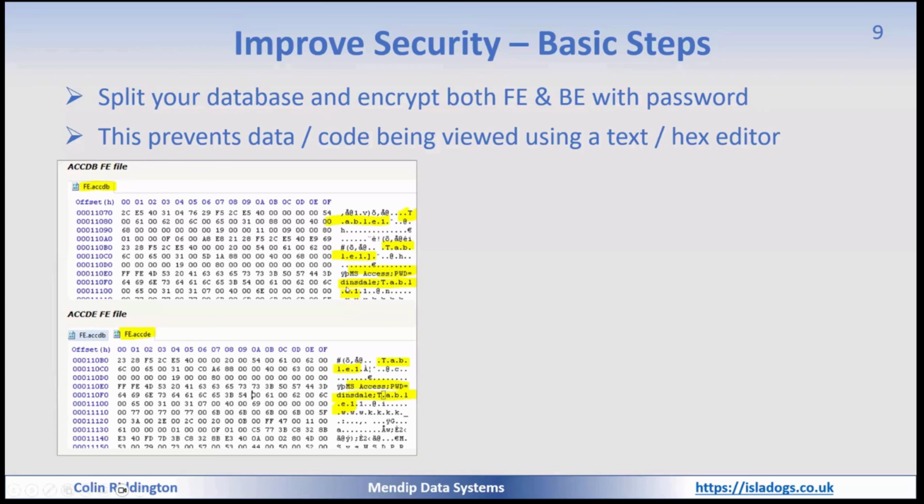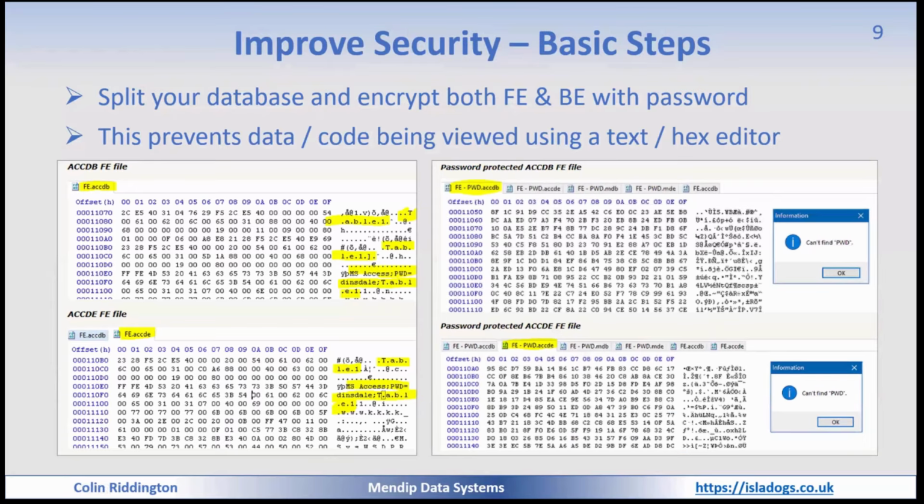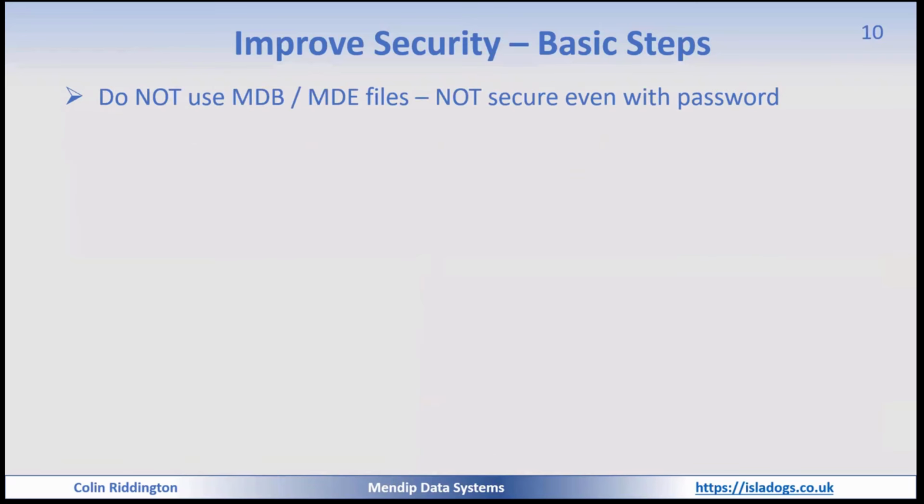You've got the back-end password clearly visible, and you get exactly the same information visible in the ACCDE version, which may surprise you. In a password-protected ACCDB or ACCDE file, not only is it password protected, but the whole file these days is encrypted, and therefore the contents are unreadable. You can't find passwords, you can't find anything else. If nothing else, that's a good way of doing it. But let me just make clear that that's for ACCDB files.